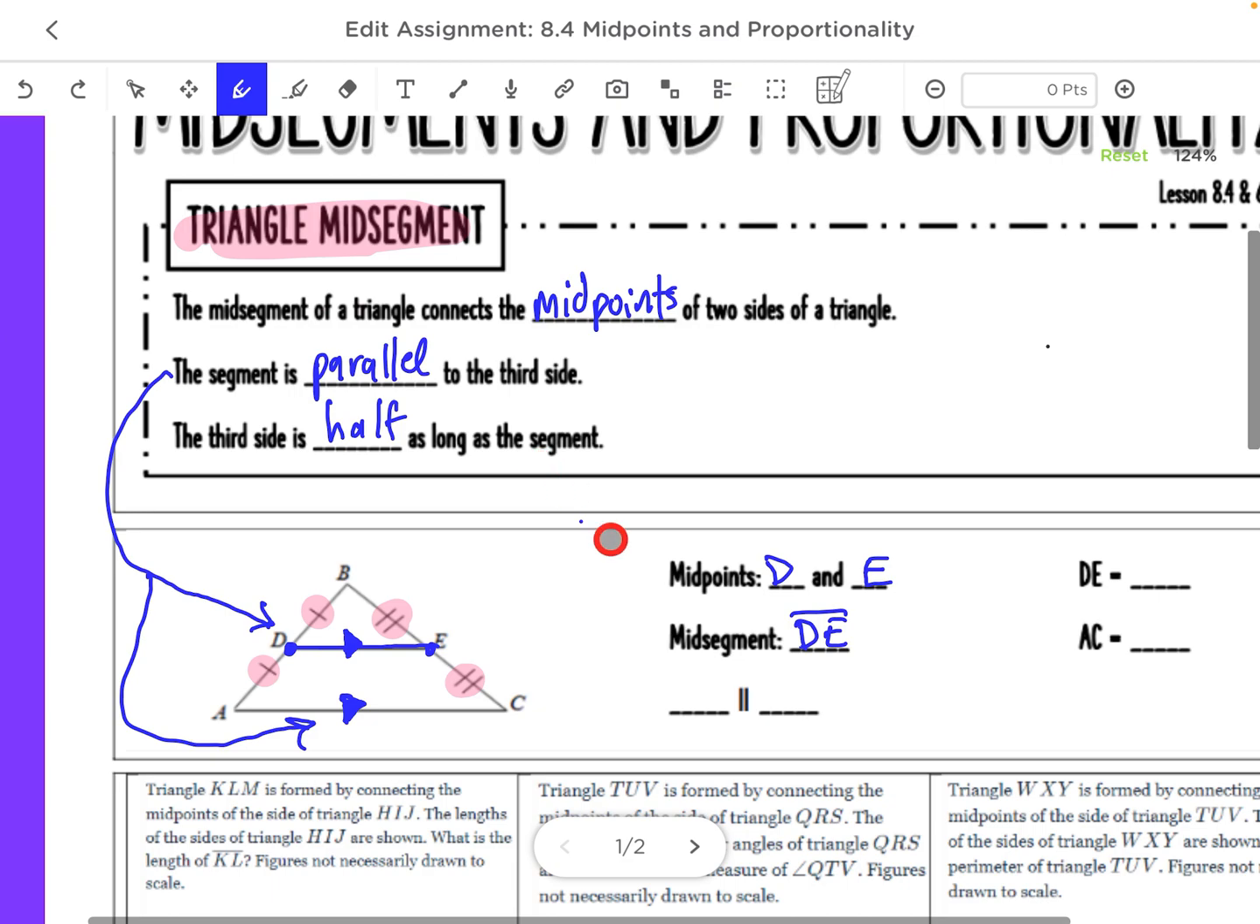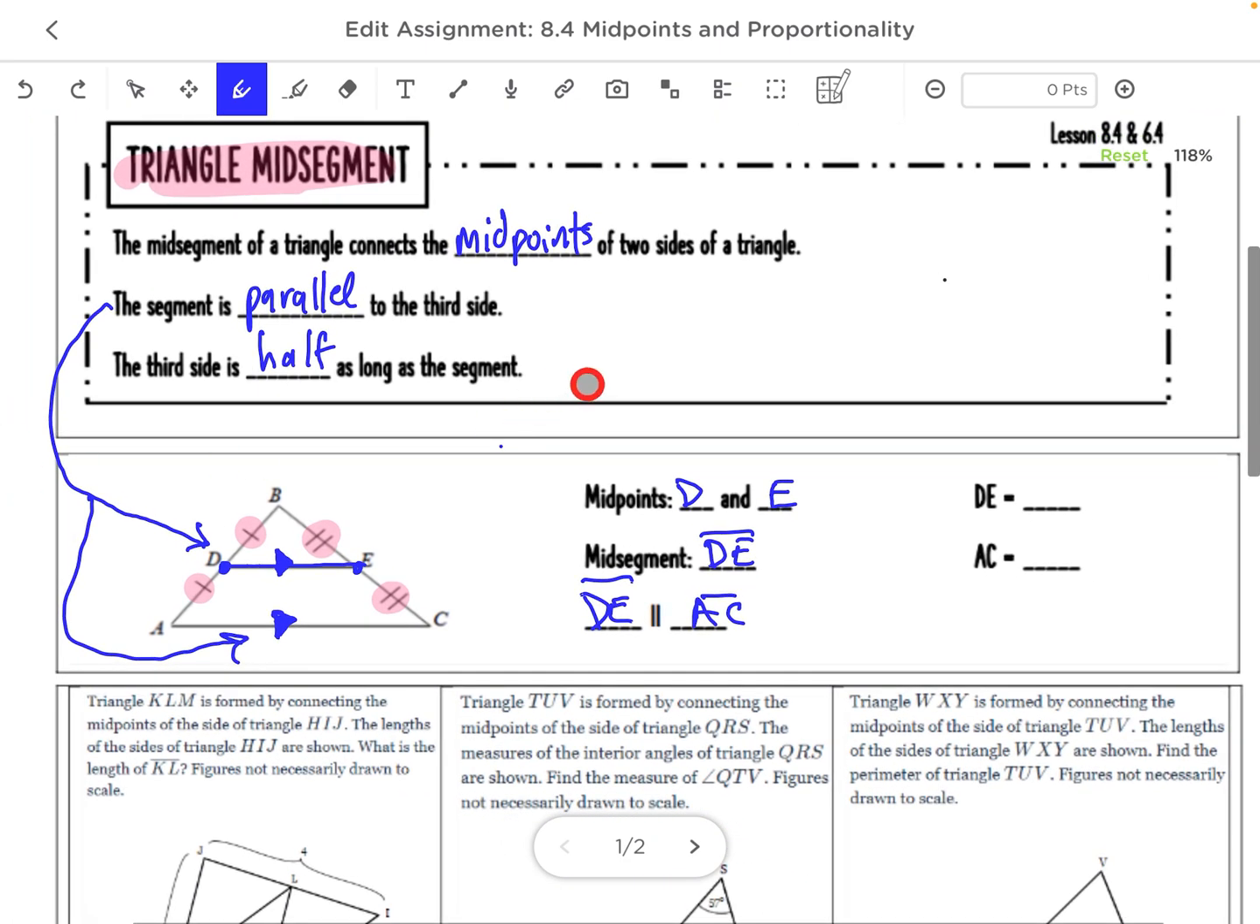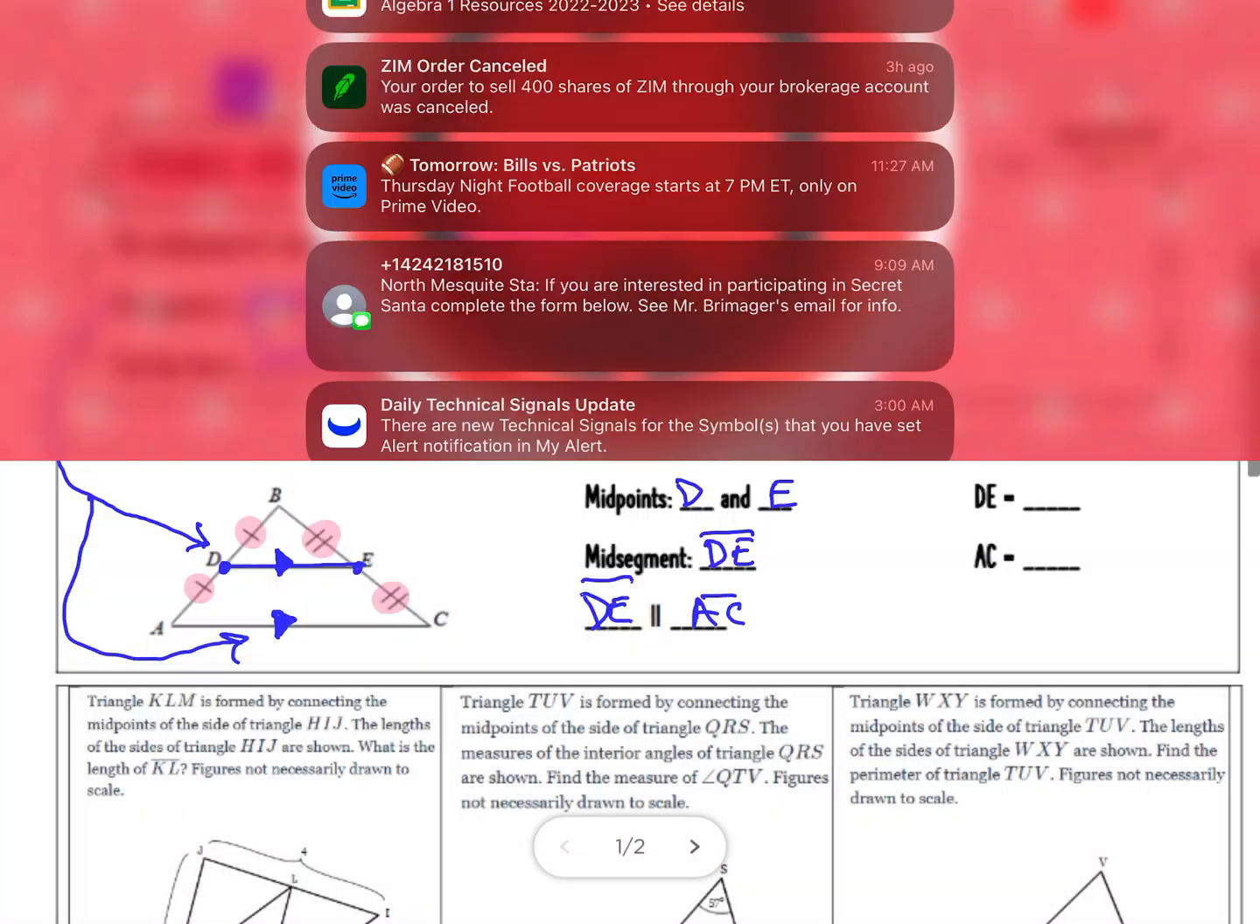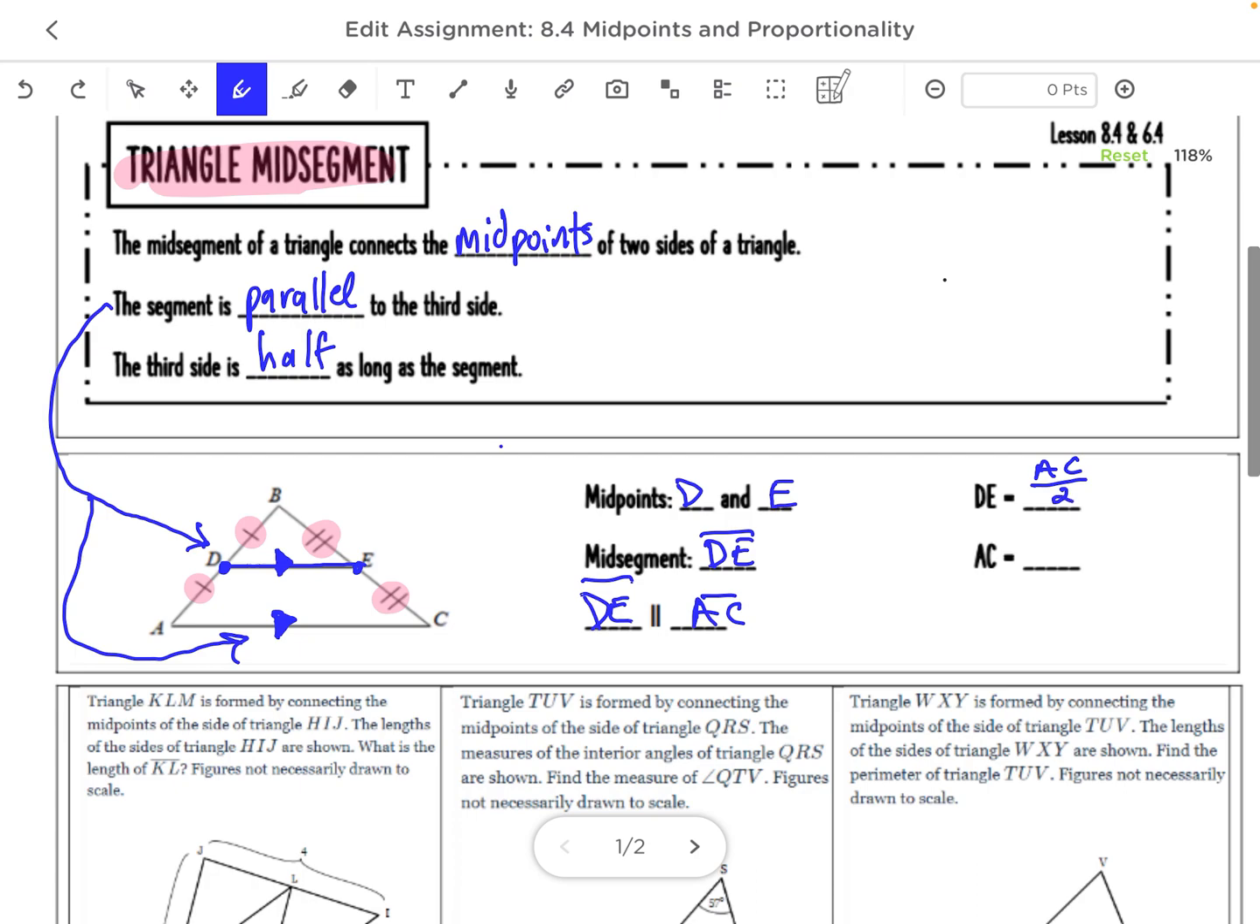Let's mark over here. Which two sides are parallel? Segment DE is parallel with AC. Now let's look at those relationships. We said the third side is half as long as the mid segment, so DE is half the size of AC. That means DE is AC divided by 2. Conversely, AC would be 2 times DE.